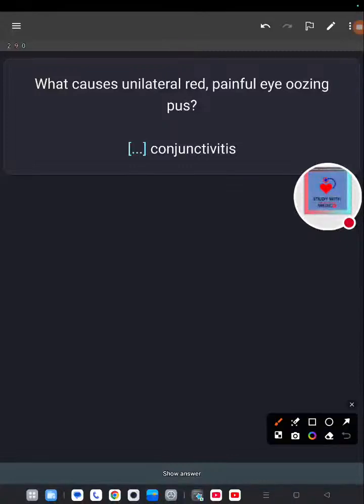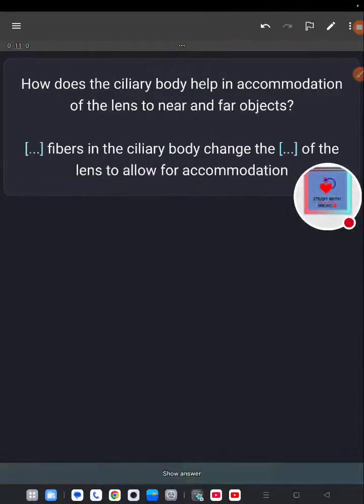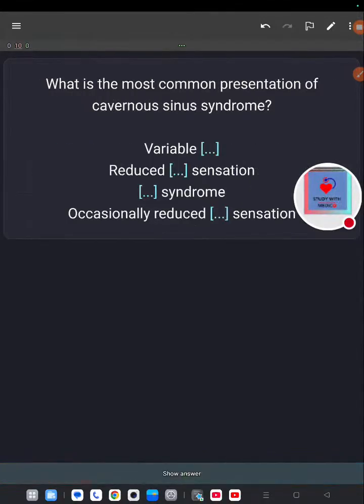What causes a unilateral red painful eye oozing pus? Bacterial conjunctivitis. What is associated with bilateral red eye with redness, itching and tearing lasting several weeks? Allergic. How does the ciliary body help in accommodation of the lens to near and far objects? Zonular fibers of the ciliary body change the shape of the lens to allow for accommodation. What is the most common presentation of cavernous sinus syndrome?